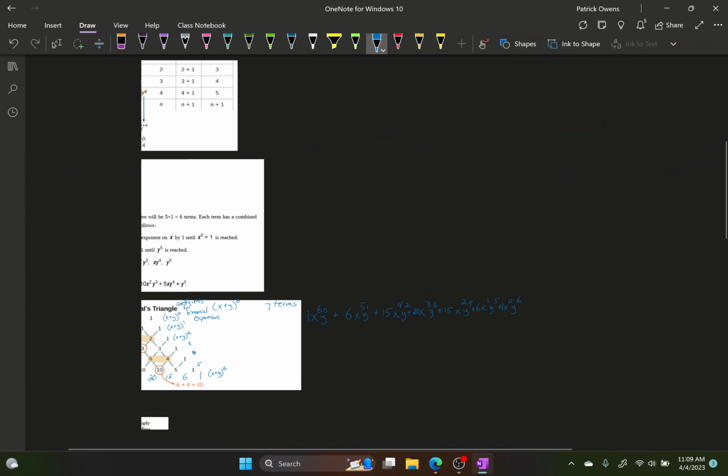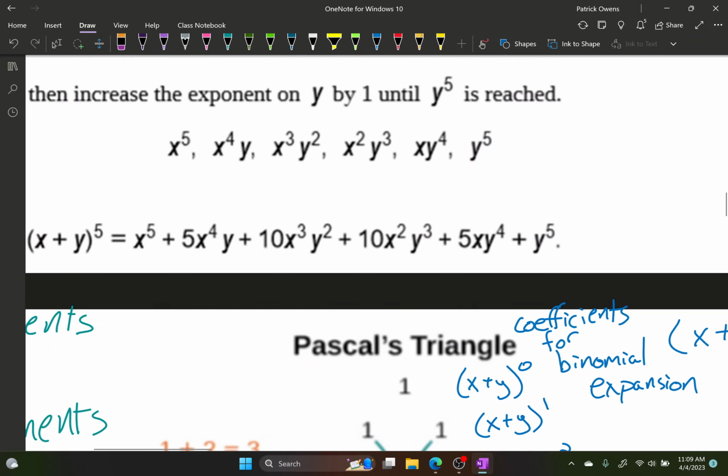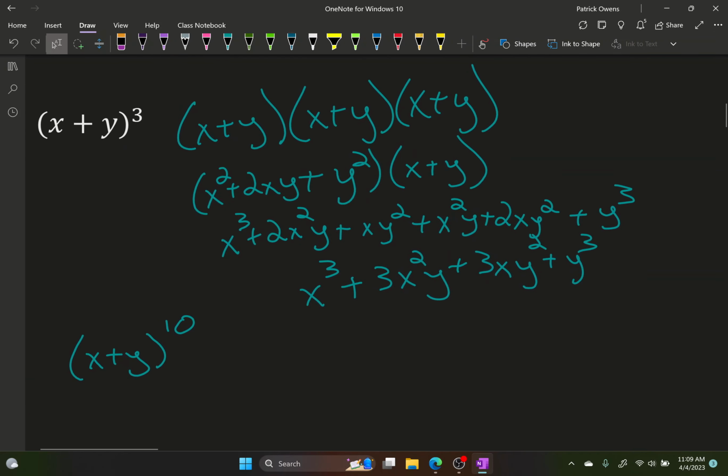And let's take a look at our fourth row with these coefficients 1, 3, 3, 1, and let's compare that to our x plus y cubed from before. Look at our coefficients, 1, 3, 3, 1. So it just helps show what's going on with Pascal's triangle. That helps for an entire expansion.